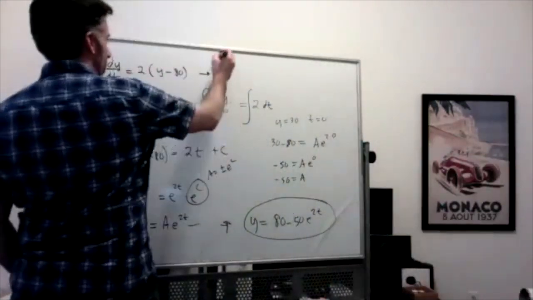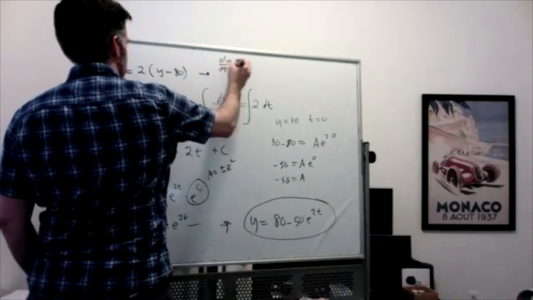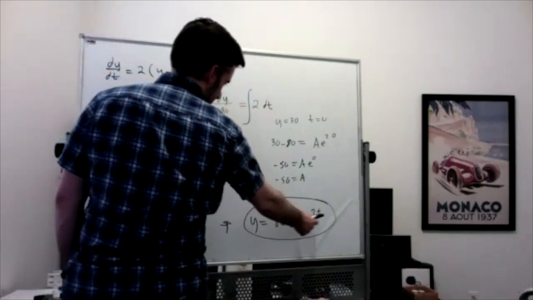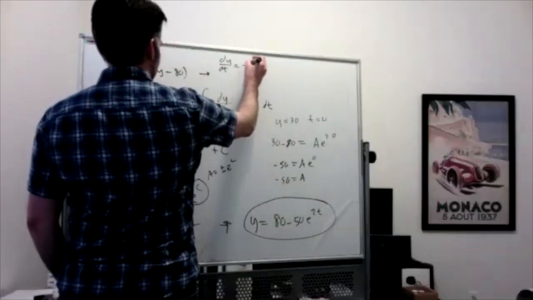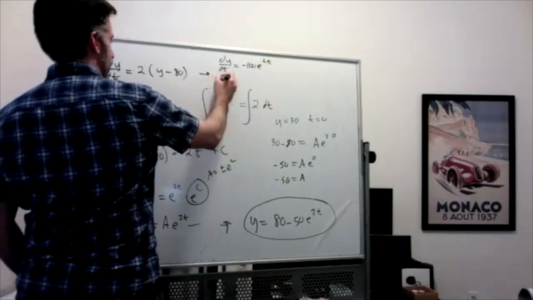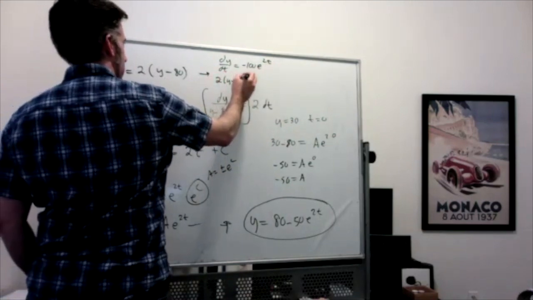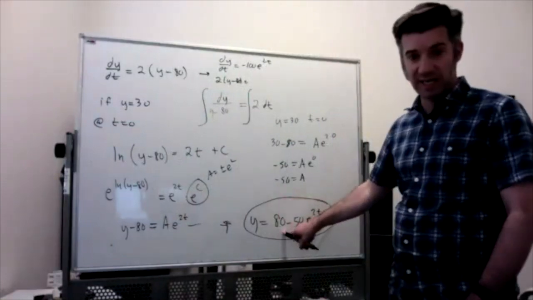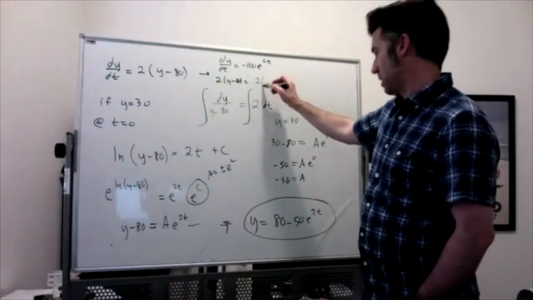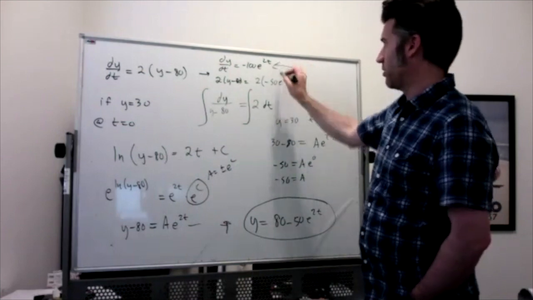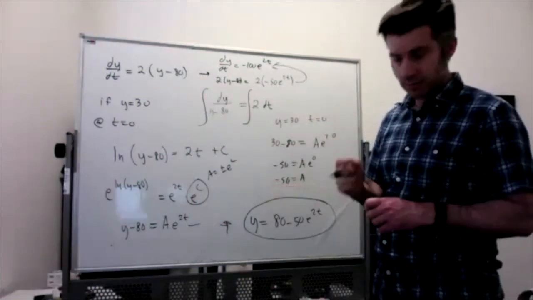So dy dt is equal to the derivative of that, which is 0 minus 50 times e to the 2t times 2. So it's equal to negative 100 e to the 2t. And 2 times y minus 80 is equal to, well, y minus 80, the 80s cancel, and you get 2 times negative 50 e to the 2t, which is exactly equal to that. Totally works. Cool.